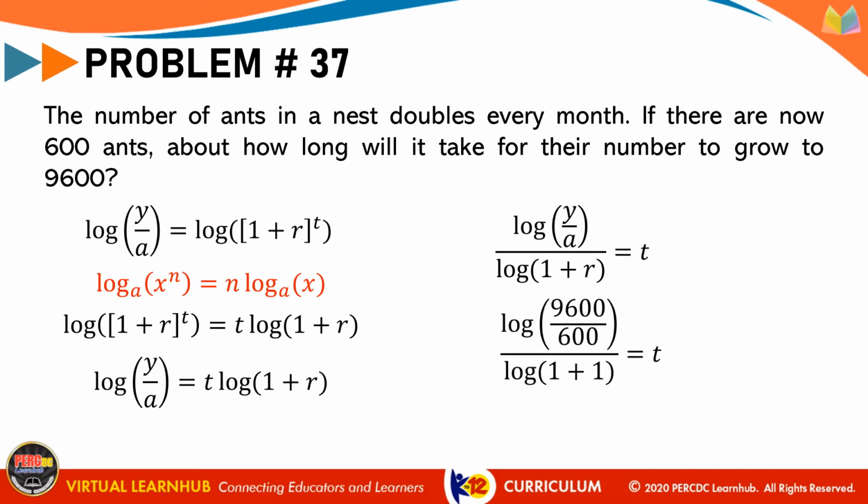Substituting our values, our y is our future amount, which is 9,600, and our initial amount is 600. We will have logarithm of 9,600 over 600 all over logarithm of (1 plus r), and our r is our growth rate, which is 100%, or in decimal that is 1, giving us log of (1 plus 1) equals t. Typing this into our calculators, this will give us t equals 4 months.